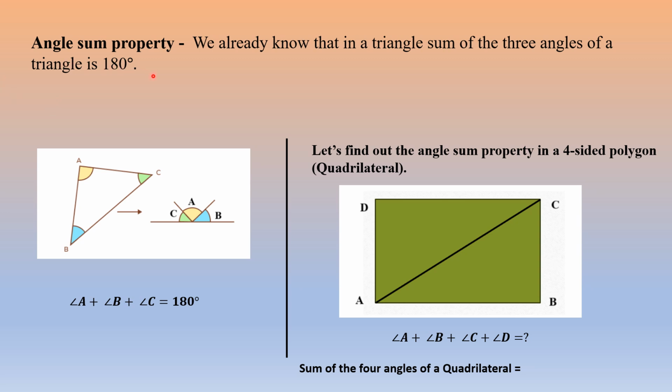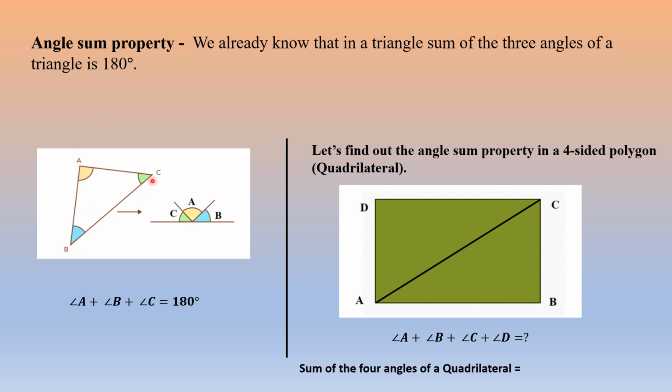Angle sum property. This you have already studied in grade 6 also. That in a triangle, the sum of the three angles of a triangle is 180 degree. But why do we say the sum of the angles is 180 degree? So there is an activity.